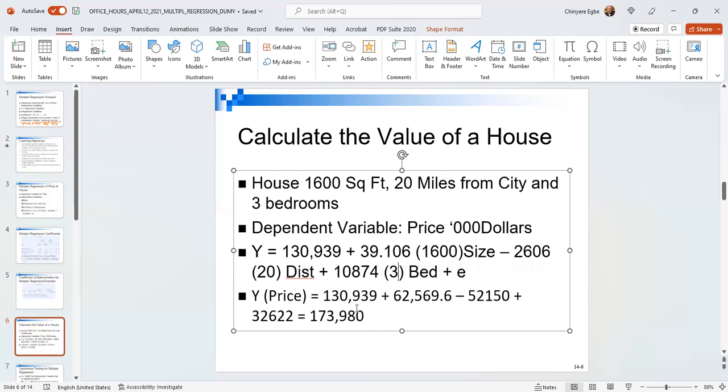When you do all of that calculation, what do you find? You find out that a house with these characteristics will be selling for approximately 173,980, give or take. Remember, that's error in your calculation. So that is a very simple way of looking at multiple regression.